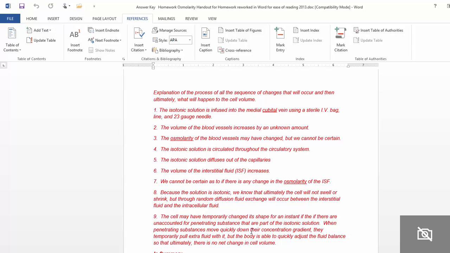All right, the volume of blood vessels increases by an unknown amount. So it's going into the blood, right? So you have to tell me what happens to the blood. Now, if we knew osmolarity, we could then make a statement about what would happen. So if I infuse something into the blood, if I'm adding water to the blood, isn't the amount of fluid in the blood going to increase? Yeah, of course it is. You're adding something, right? So, into an unknown amount. The osmolarity of the blood vessels may have changed, but we cannot be certain, because you don't know what the osmolarity is.